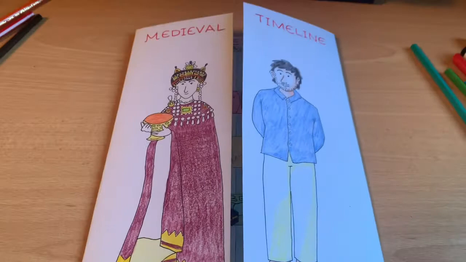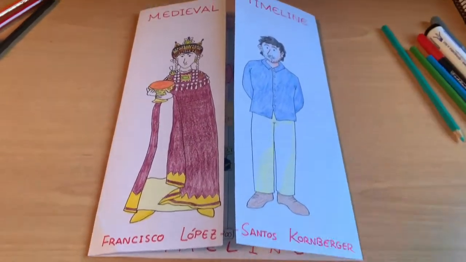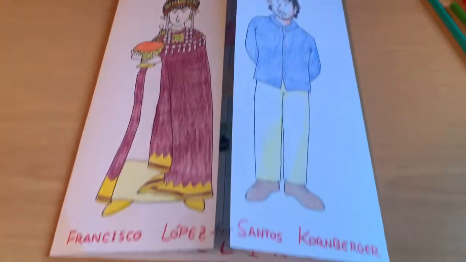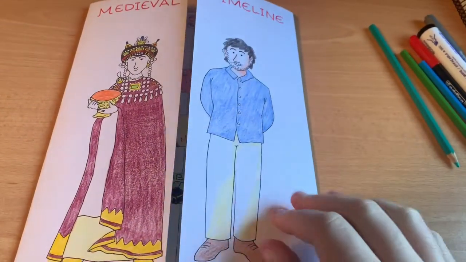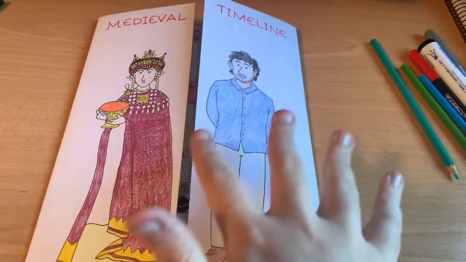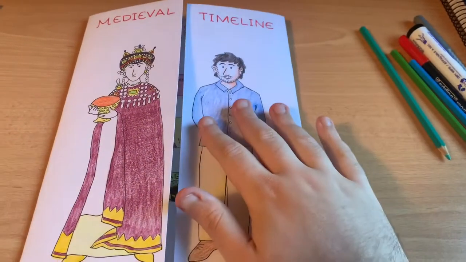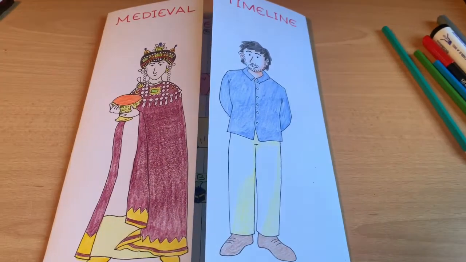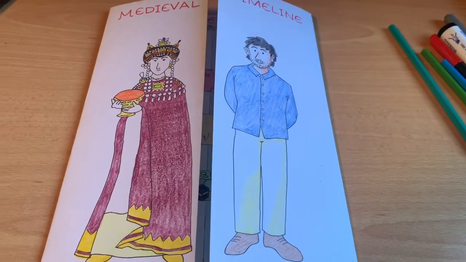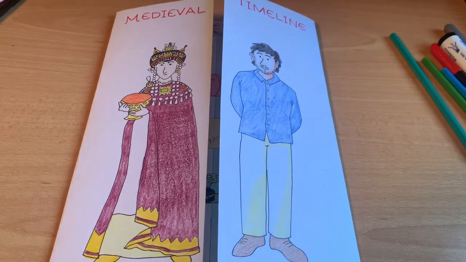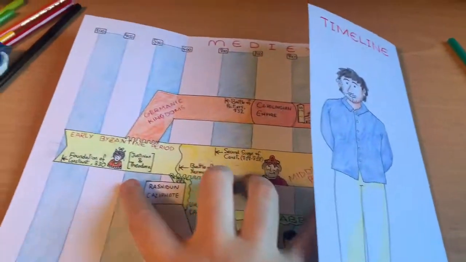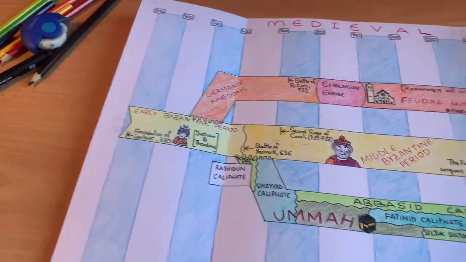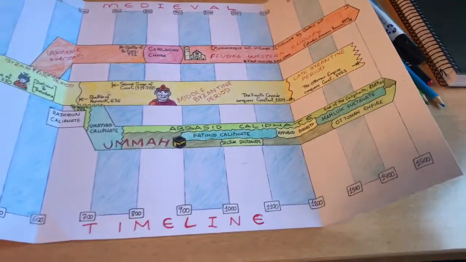Okay, and now the flapbook is finished. We have the title here, your name on the bottom. You can draw anything you want here. This could be a building instead of two people. Instead of yourself, you can draw any other Byzantine or member of the early Islamic or Western medieval history, whatever. And as we open it, we have again the title and the timeline. Okay, so that's it.